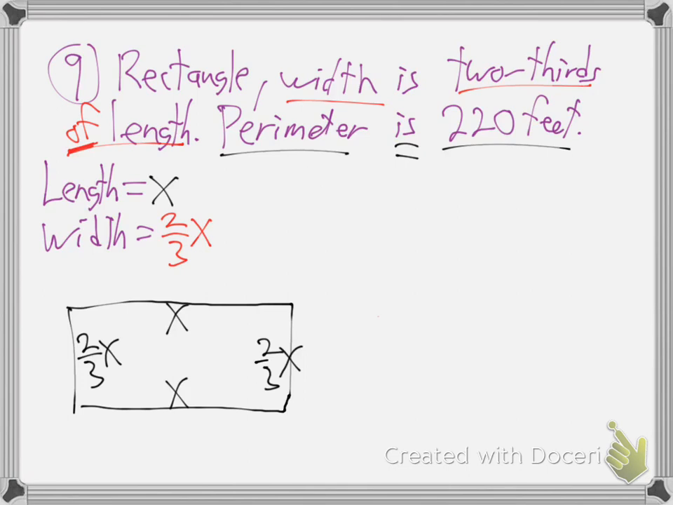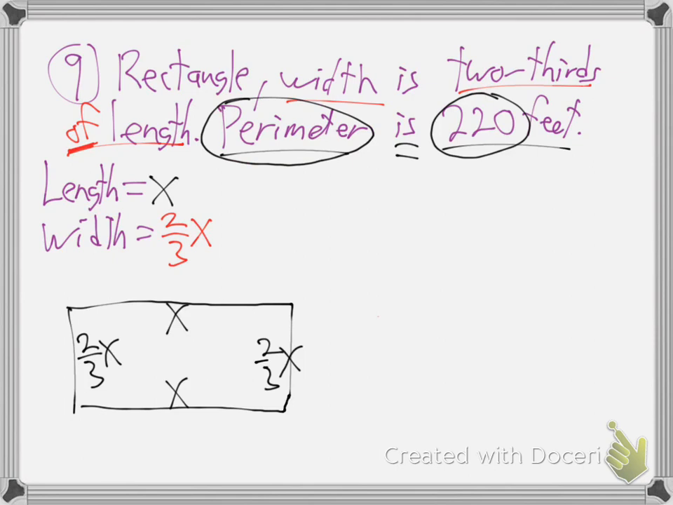Those 4 sides added up, huh? That's what perimeter of any object is. Just add up all its sides. But it already says it is 220. Right. So the right side will be the 220. The left side will be the x stuff all added up.